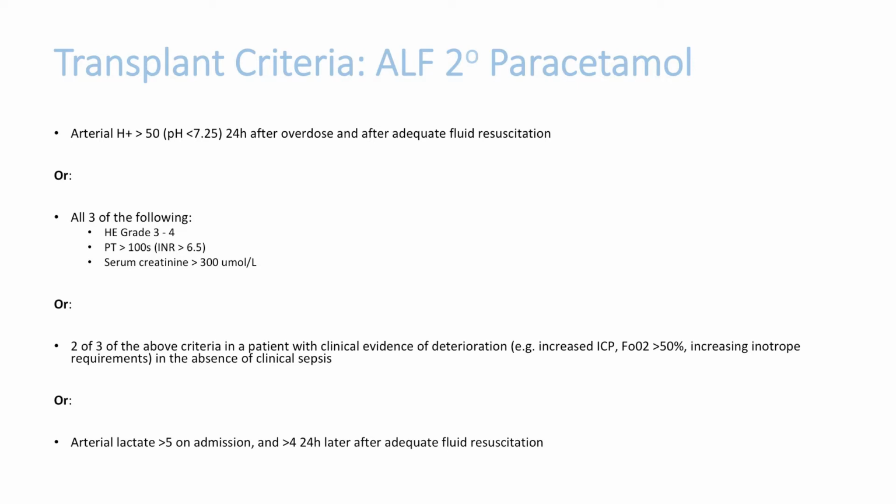And then there's criteria that allows you to take 2 of the 3, the encephalopathy, the PT, and the creatinine. Any 2 of those 3 in a patient that's deteriorating allows you to list them. So that's the paracetamol ones. You can list encephalopathic Wilson's and Budd-Chiari syndrome.